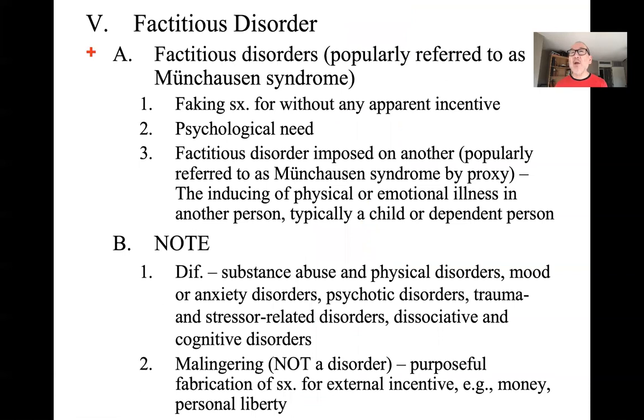Factitious disorder. Okay, what is this? Well, that's the old term, which really captures what's going on. Here, someone is faking symptoms without any apparent incentive, like money, or suing someone, or trying to stay out of jail or anything like that. There's no clear external incentive, but there seems to be a psychological need. Factitious disorder, popularly referred to as Munchausen syndrome, is when someone presents a lot of symptoms.